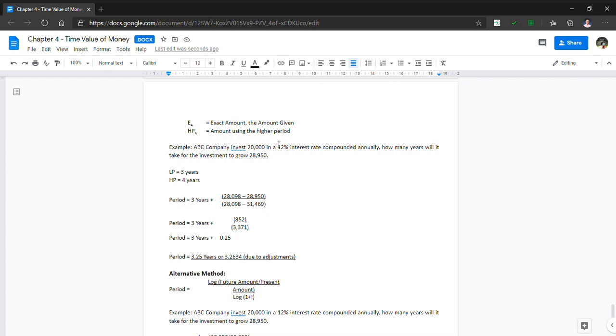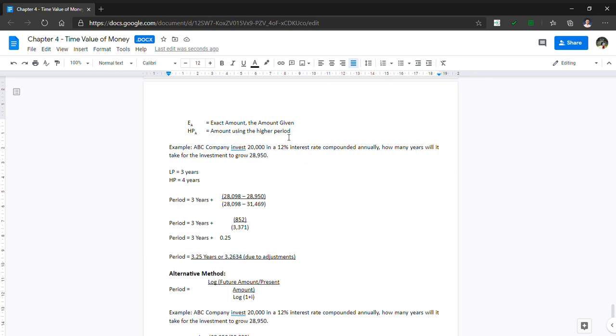The ABC company invests 20,000 in a 12% interest rate compounded annually. Okay, so hindi mayroon ng given ang present value, meron ding interest rate. So, how many years will it take for the investment to grow to 28,950? So, ito na yung future value natin, 28,950. Ang tinatanong lang natin is how many years, right? So, we need to compute for the period.